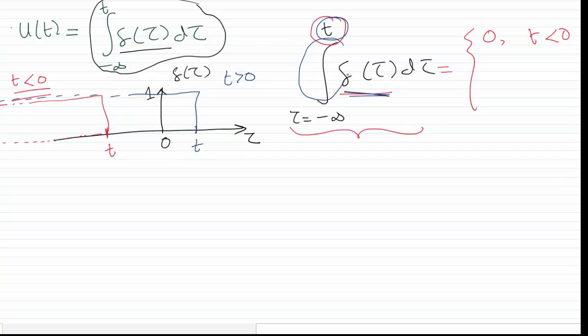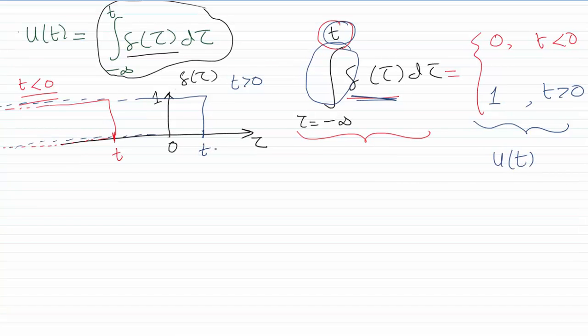Now the integral says that I have to add all the values of this function. So if I add all the values of this function, which is 0, 0, 0, 0, and then 1 plus 0, 0, 0, I'm going to get an answer of 1 for t greater than 0. So this expression results in this answer, and guess what that is? That's the definition of u of t. So now we have proved that u of t is actually equal to the integral of delta of tau, where tau goes from minus infinity to t.